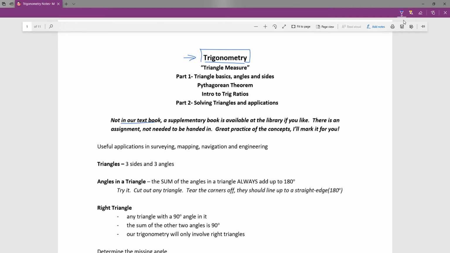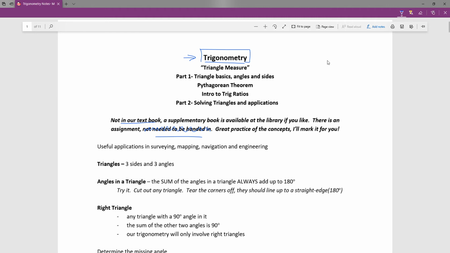There is an assignment. You should hand it in. It says not needed to be handed in, but you should hand it in. There is a drop box for that on the Moodle site. And trigonometry is really useful, and it's probably the most useful bit of the math that we've been doing. You will notice that there is no practice test for the trigonometry just because we're up against the final, and it just gets a little bit too tight in timing, I think.